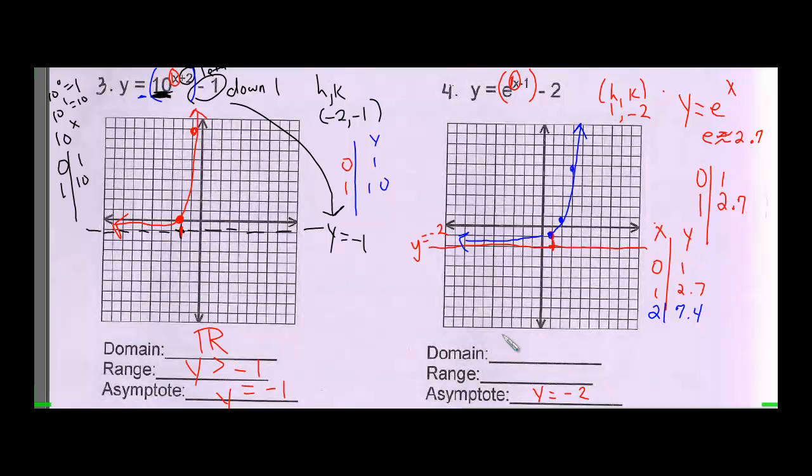The domain of this function is all real numbers, and the range, since the graph, the picture, is above the asymptote, is y is greater than negative 2.